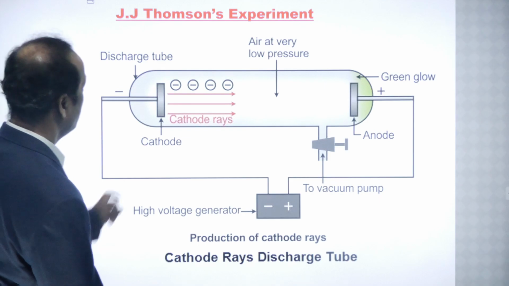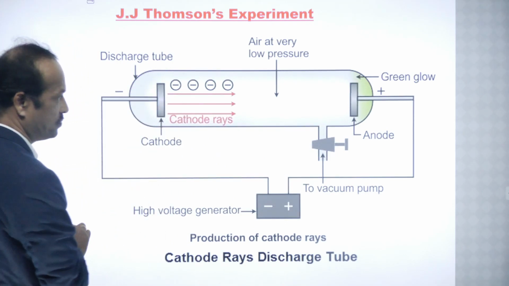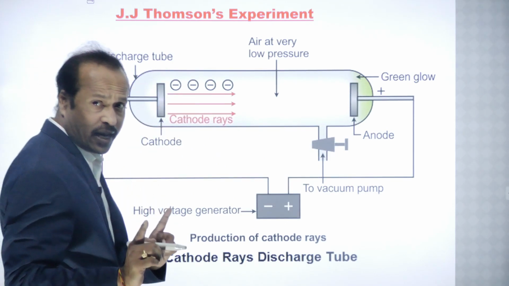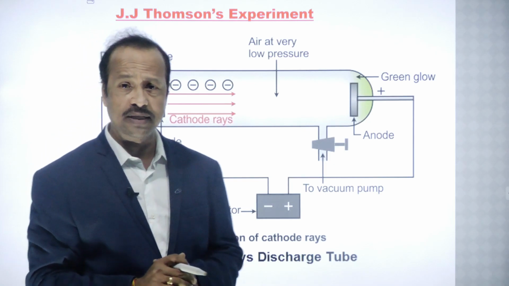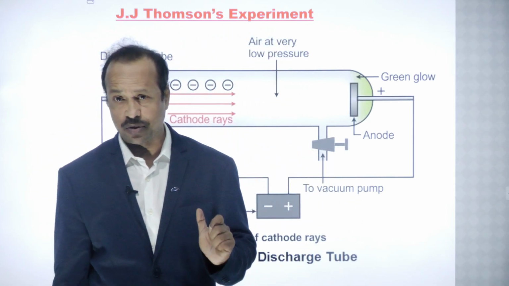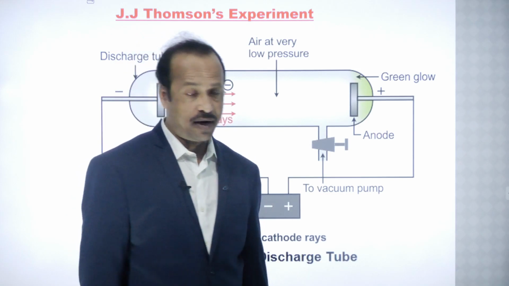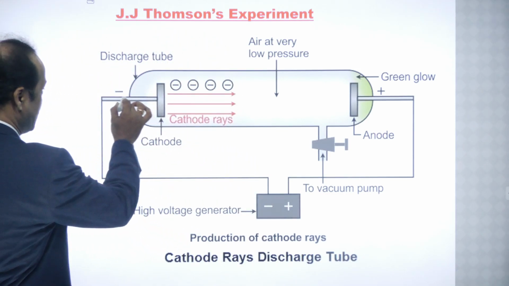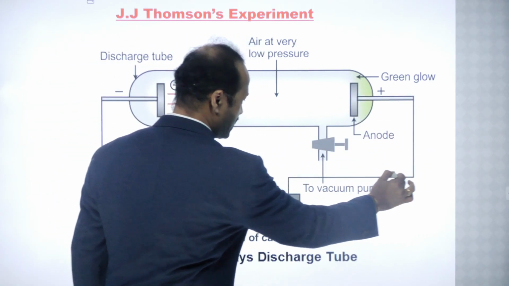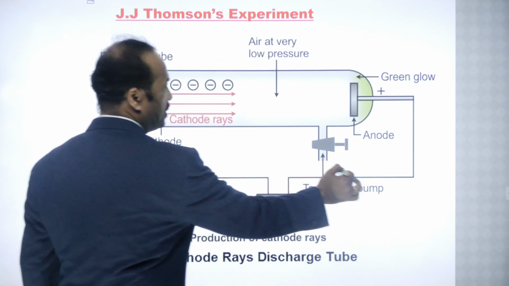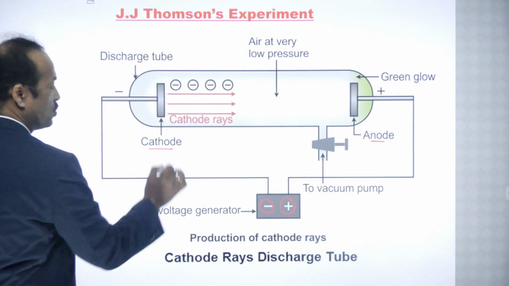This experiment consists of a small glass tube. You can see here, there's a glass tube which consists of two electrodes. One is called a cathode and the second is called an anode. An electrode which is connected to the negative terminal is called a cathode. An electrode which is connected to the positive terminal is called the anode, right? So here this electrode is connected to the negative terminal, and this electrode is connected to the positive terminal. The positively connected electrode is called anode and the negatively connected electrode is called cathode.